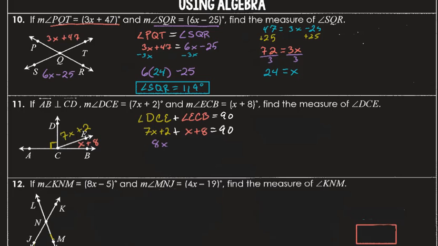Combine like terms and solve. Subtract 10 from both sides. 8x equals 80. Divide by 8, and x equals 10. Substitute 10 back into our needed angle, which is DCE. So 7 times 10 plus 2.